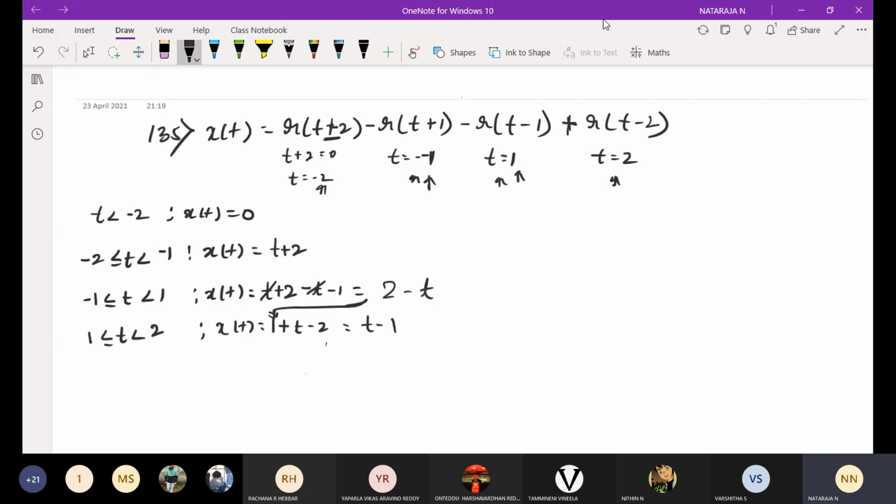2 minus t you will get. Yes, sir. Here you will get 2 minus t. Okay, yes, sir. 2 minus t, it is not t minus 2, sir. Minus t plus 1, sir.